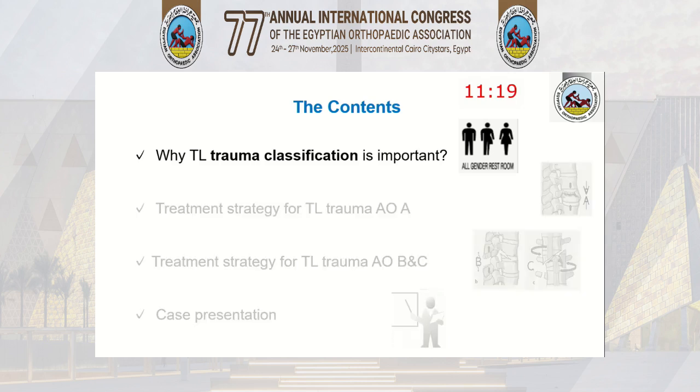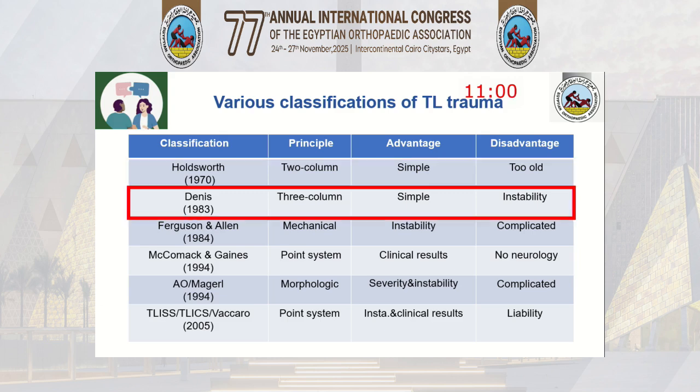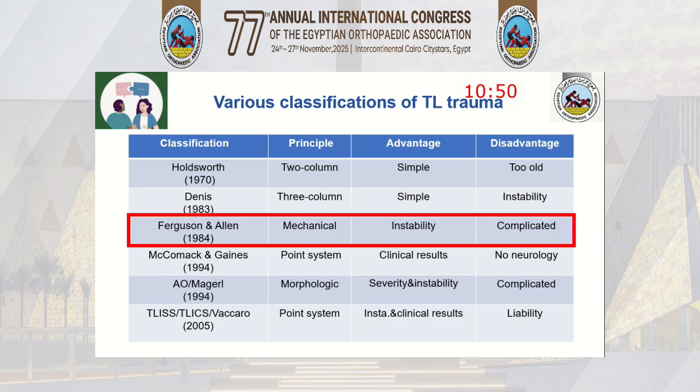First, I would like to mention why we need classification. There are a lot of classifications. The first one, historically important, is Holdsworth's 2 column theory. This is very simple, but too old, as you know. Then there is the 3 column theory. This is very important, and very simple. However, he didn't include any instability of the spinal column.